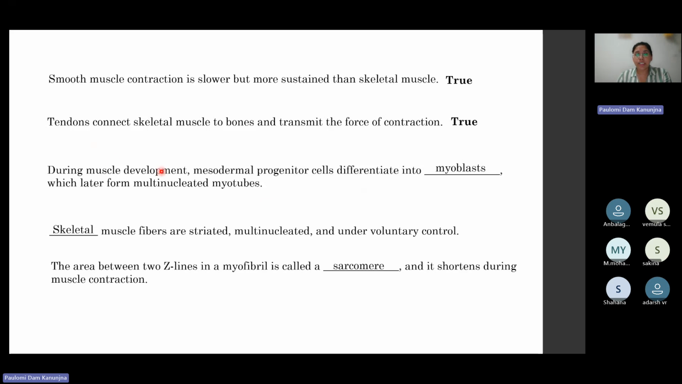So the first one is, if you're looking into muscle development, the progenitor cells first differentiate into myoblasts, then the myoblasts fuse together and form myotubes. So remember this flow chart, okay? You need to remember it in that order. Second, you already have guessed skeletal muscle. Whenever you see this kind of question, if you see voluntary, just write skeletal. You don't even have to see anything else because only skeletal muscle is voluntary. Cardiac muscle and the smooth muscles are involuntary.